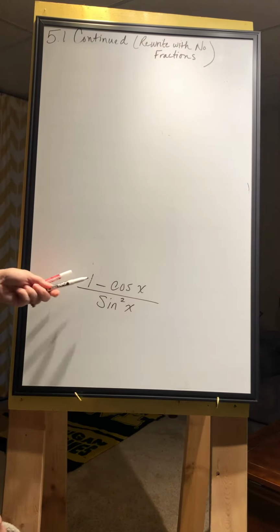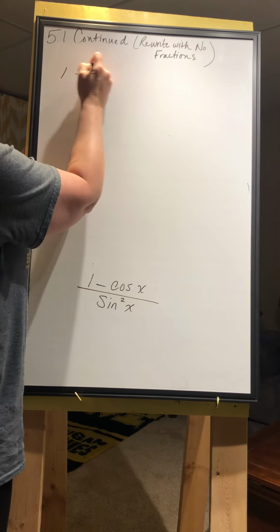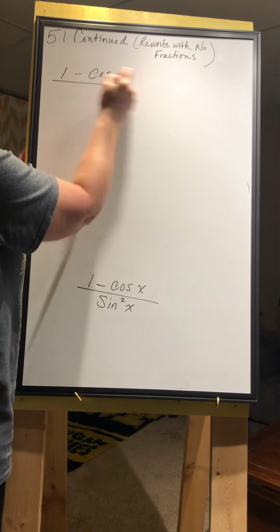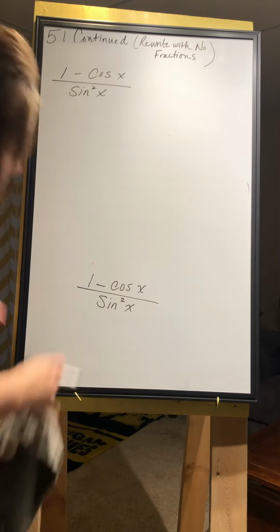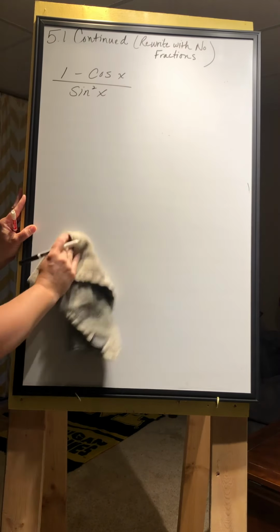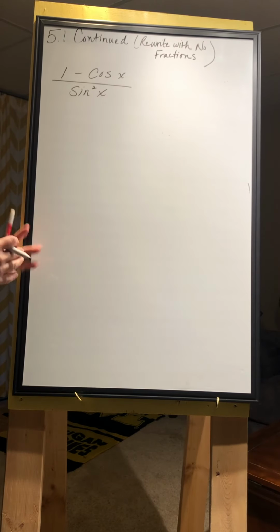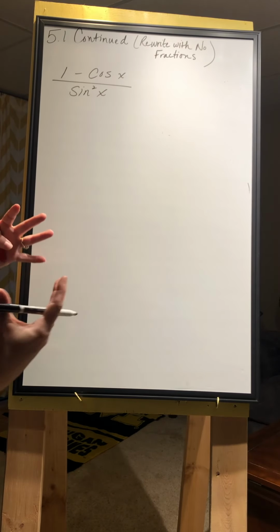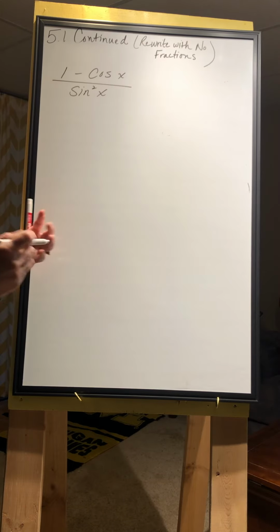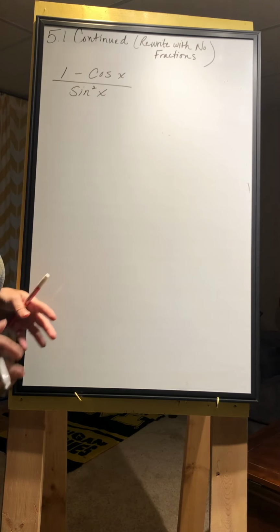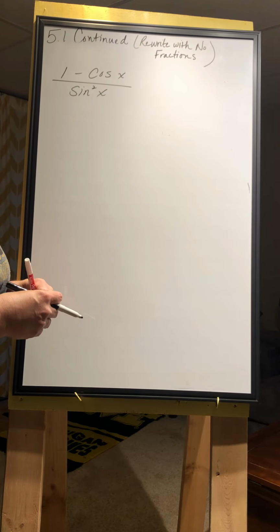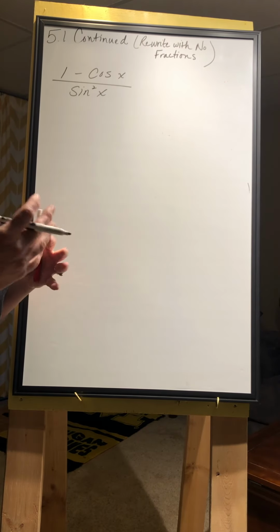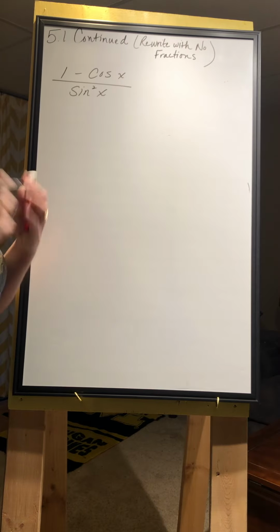So I'm going to start with this right here, 1 minus cosine x over sine squared x. That's what we have so far. We want to keep going here. So what I'm going to do now is break apart this fraction. Remember, all your life you've been putting fractions together, getting a common denominator, combining them to make one. Well, in trig and a lot of times in calc, we start breaking them apart.